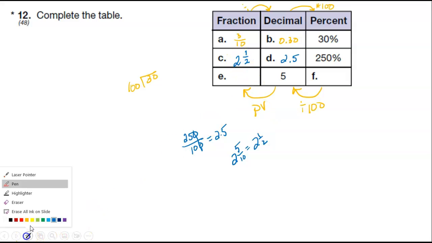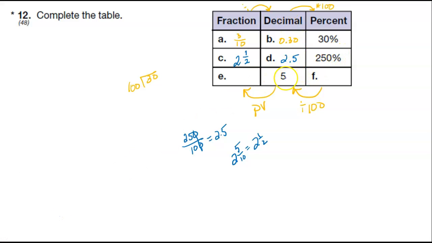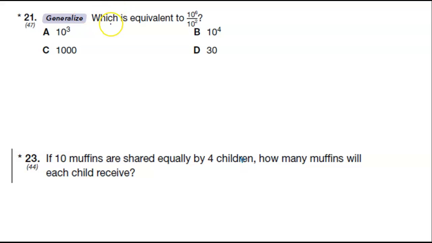Okay, let me change colors again. All right, so we have our decimal is 5. To go from decimal to percent, I multiply by 100 and I get 500%. And then 5 as a fraction is 5/1.